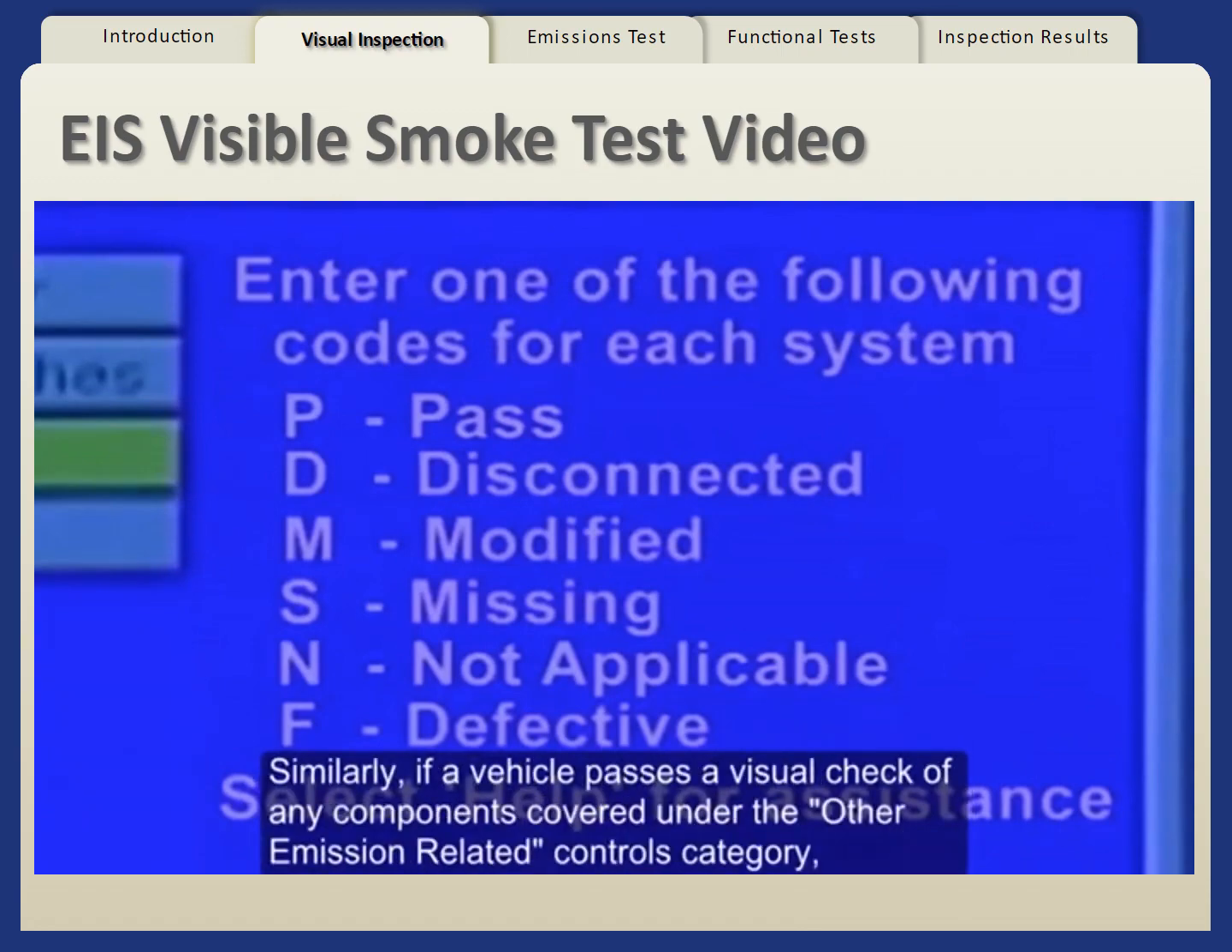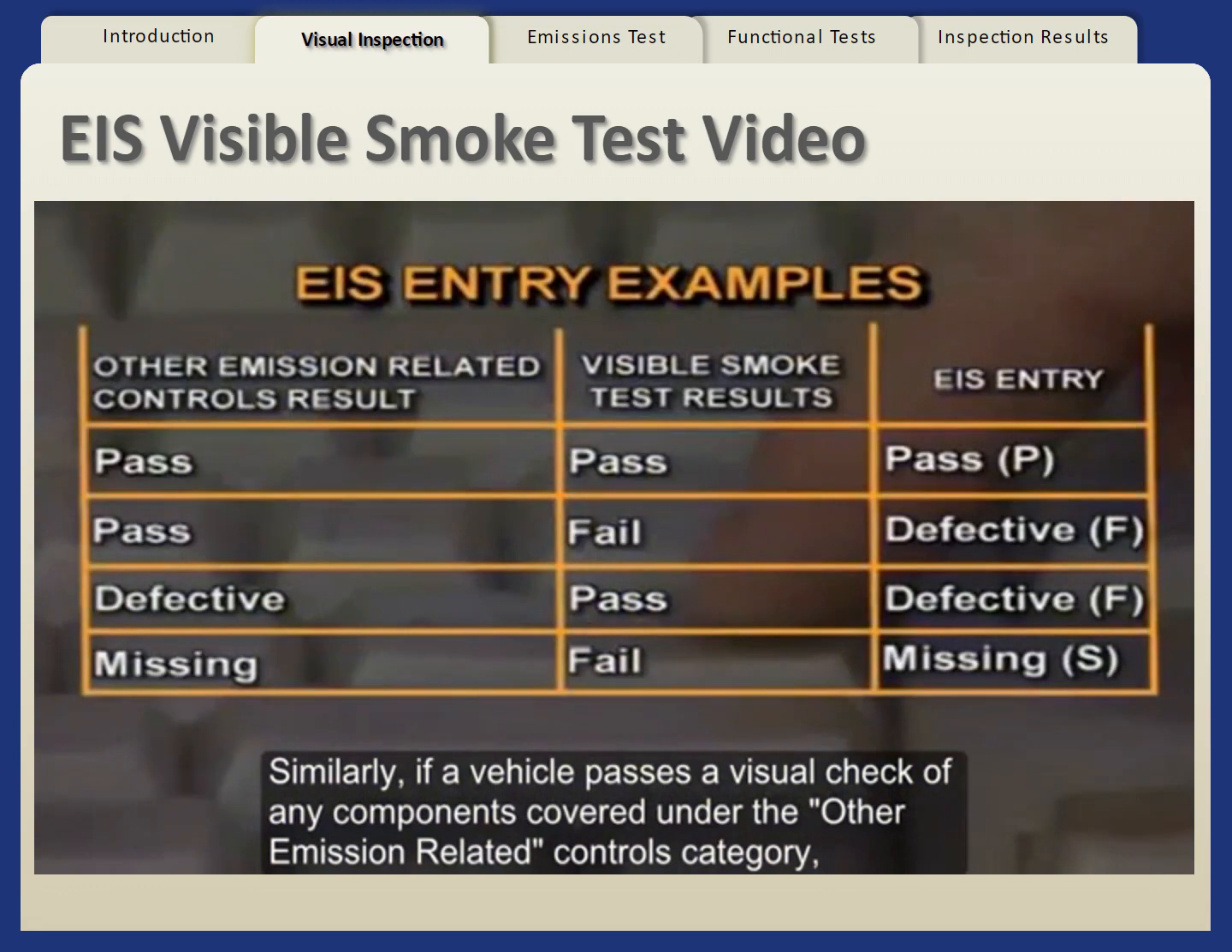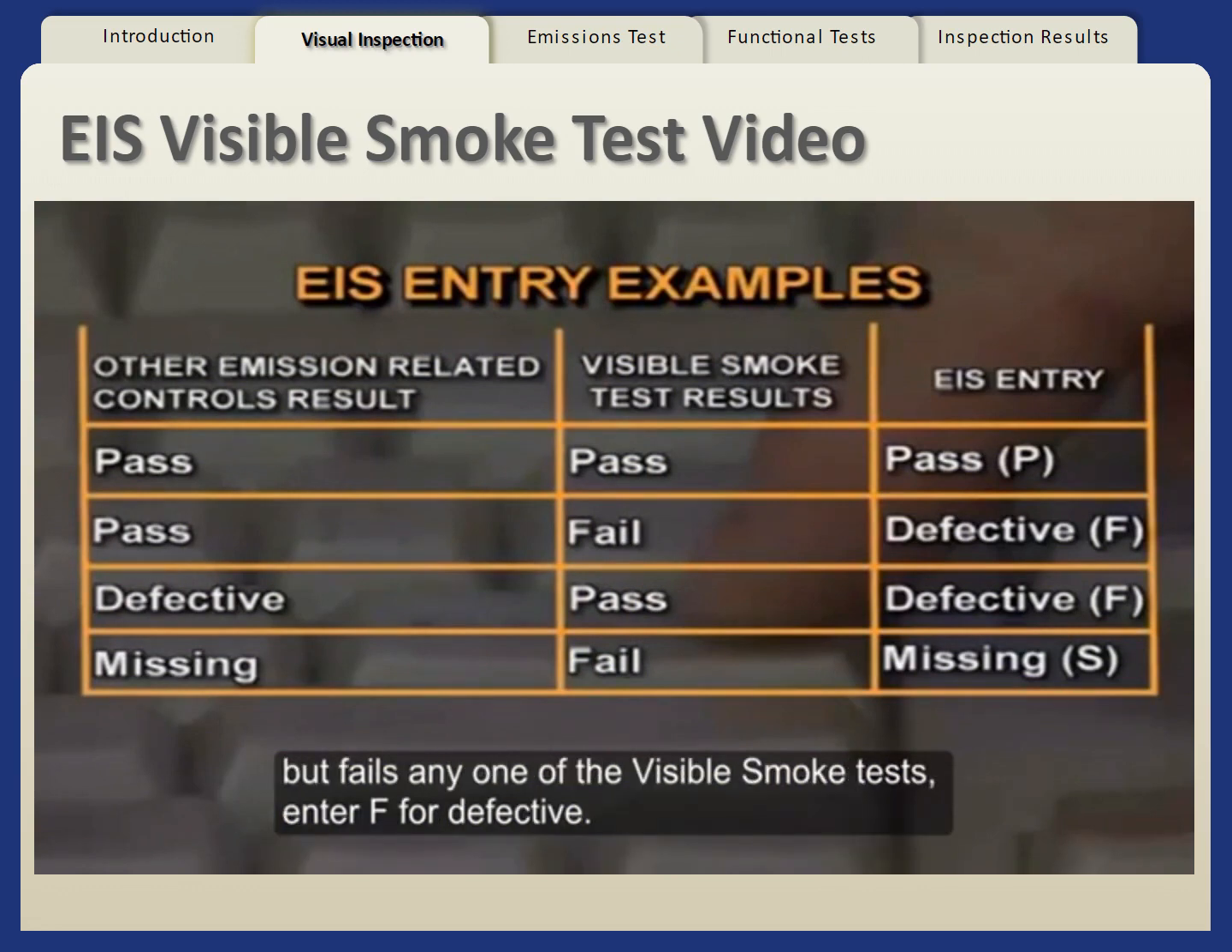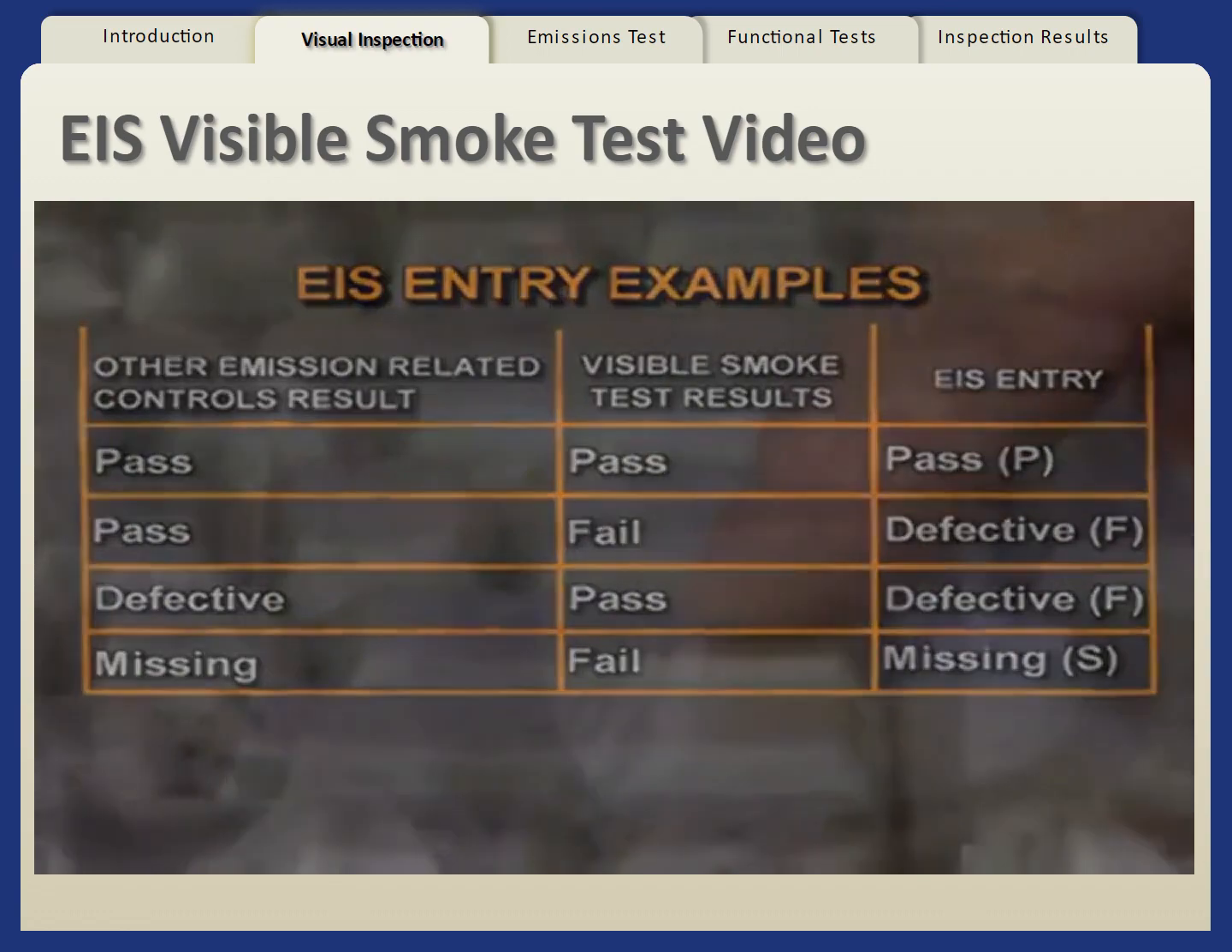Similarly, if a vehicle passes a visual check of any components covered under the other emission-related controls category, but fails any one of the visible smoke tests, enter F for defective.